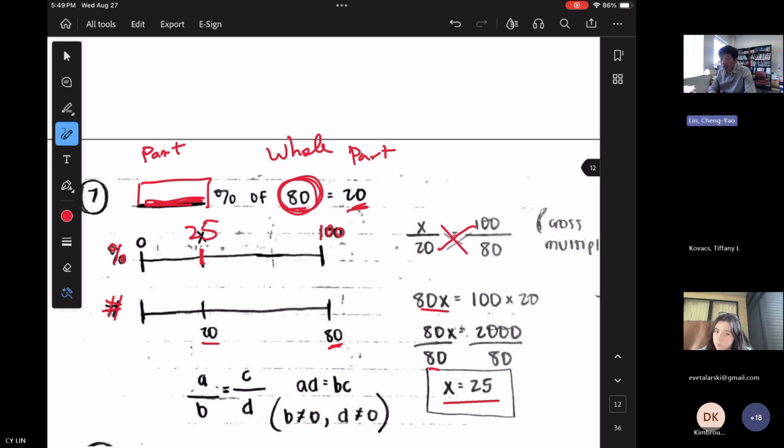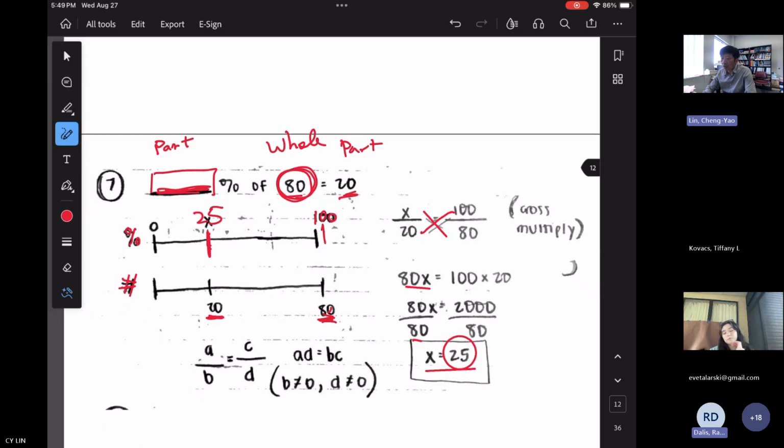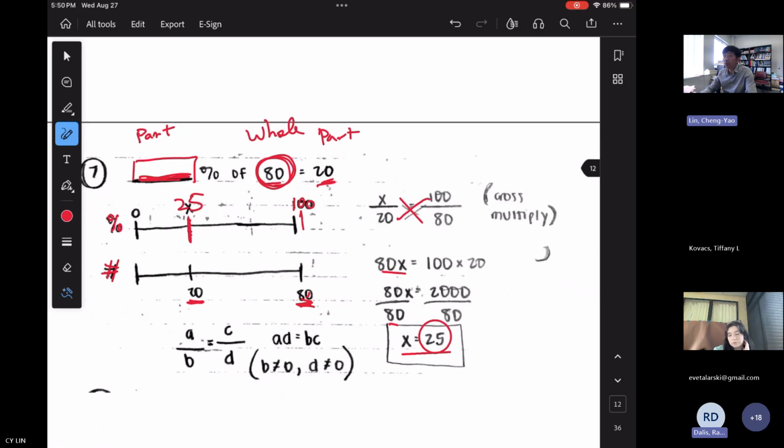If I answer the 25 as a bar right here, and we have a 20 for this, and the whole is 80, and we have 100. That's the answer. So in this way, students can take care of whatever percentage problem easily.